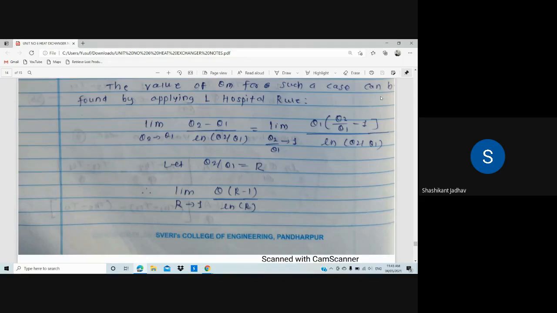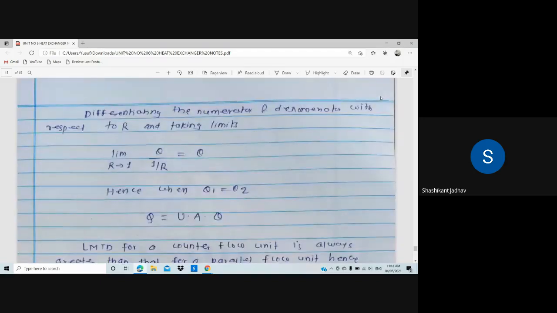Okay, so now we have to take the differentiation. Okay, so next line we have to write down differentiating the numerator and denominator with respect to r and taking limits. So limit r tends to 1, theta divided by 1 upon r. लिमिट r टेन्स टू 1 थीटा डिवायडेड बाय 1 अपॉन r.